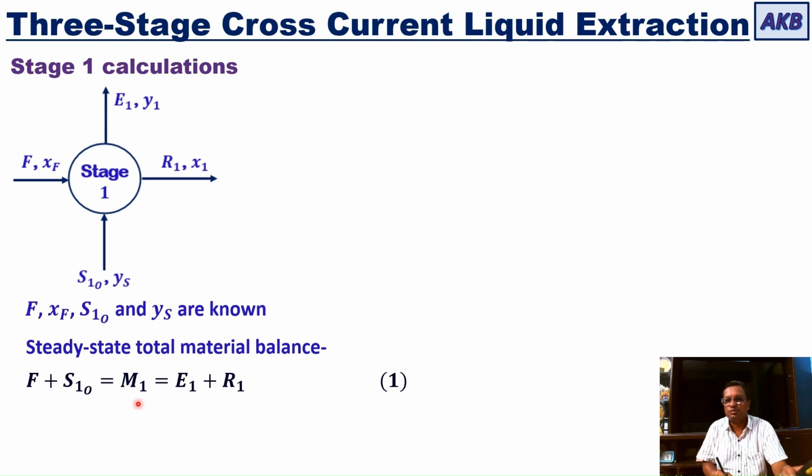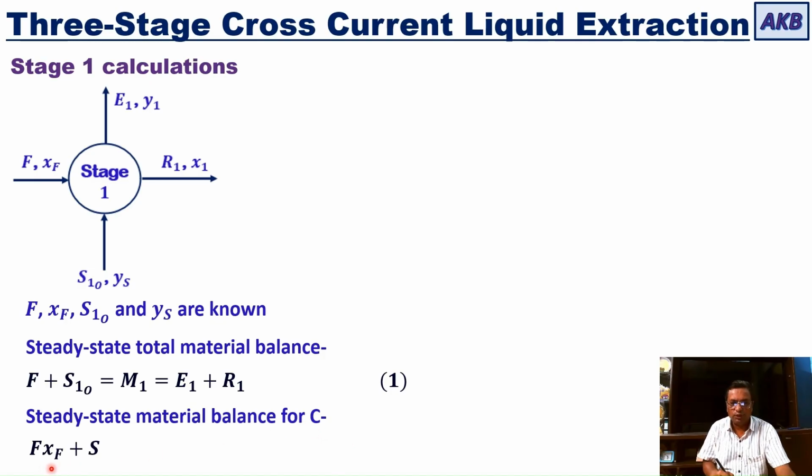So M1 represents mass or mass flow rate of the resulting mixture when feed and solvent are mixed in stage number 1. E1 represents mass or mass flow rate of the extract phase obtained from stage number 1. R1 represents mass or mass flow rate of the raffinate phase that comes out of stage number 1. So it is mass if the operation is batchwise and mass flow rate if the operation is continuous. Please remember this.